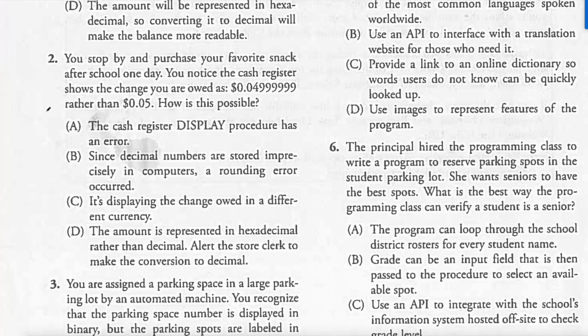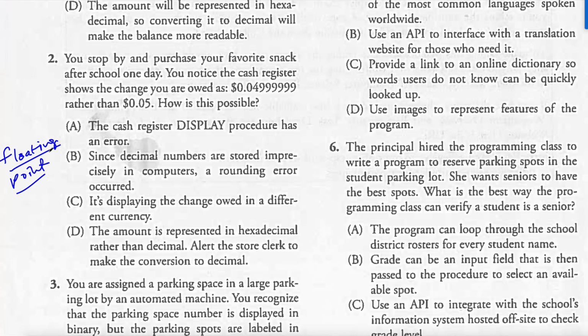B says, since decimal numbers are stored imprecisely in computers, a rounding error has occurred. And in fact, B is the answer for this, and it's to do with something called floating point. Let me just write it. Floating point. These are numbers that are not integers. They're numbers that are like fractions, and they are stored imprecisely in the computer and sometimes can cause these rounding errors.